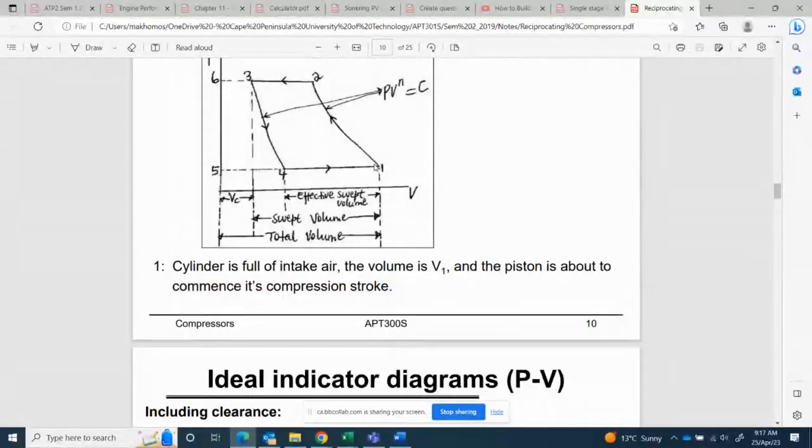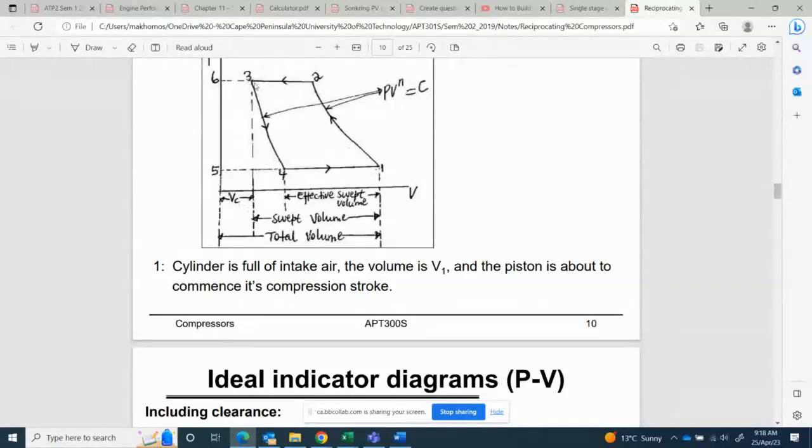So the last volume that we need is what we call the effective swept volume, or induced volume. This effective swept volume is also called induced volume. The clearance volume VC, I don't like to use the word VC because we're using numbers: V4, V1, V2, and V3. So VC is equal to V3.